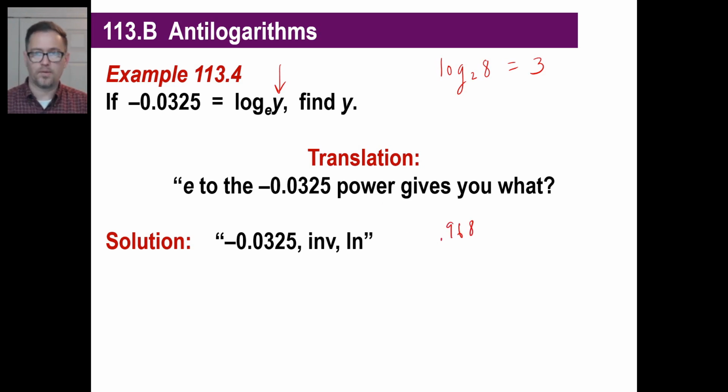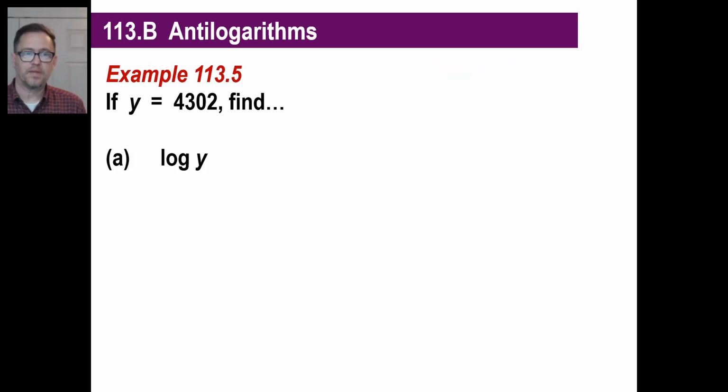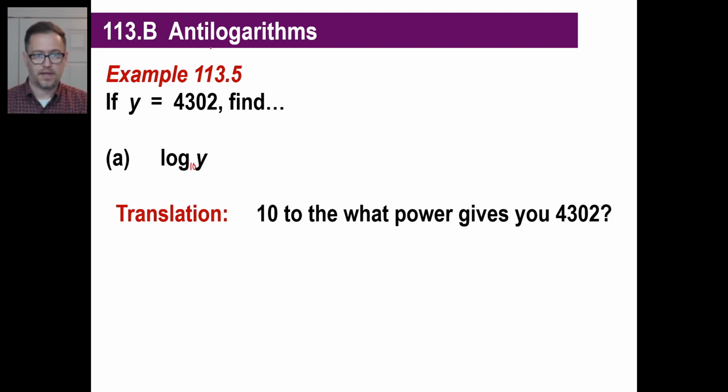All right, let's try a couple more here, and we'll finish up. Let's look at example 113.5. If y is 4,302, find log of y. Well, what we're actually asking is, and again, make sure you realize, when there is no number there, the number you assume there is 10. So the translation to this is 10 to the what power gives you 4,302, because we're saying that y is equal to 4,302.